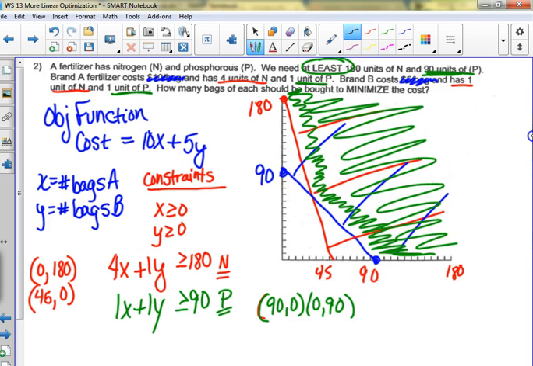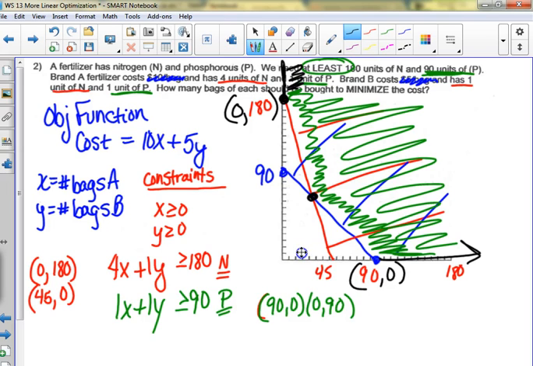So this point right down here is 90, 0. That's a boundary, right? And it goes this way, but the more extra we buy, the more we're going to spend. This boundary up here is 0, 180. And it would go up from there, but again, it's not going to minimize our cost. This one here, we need to find.